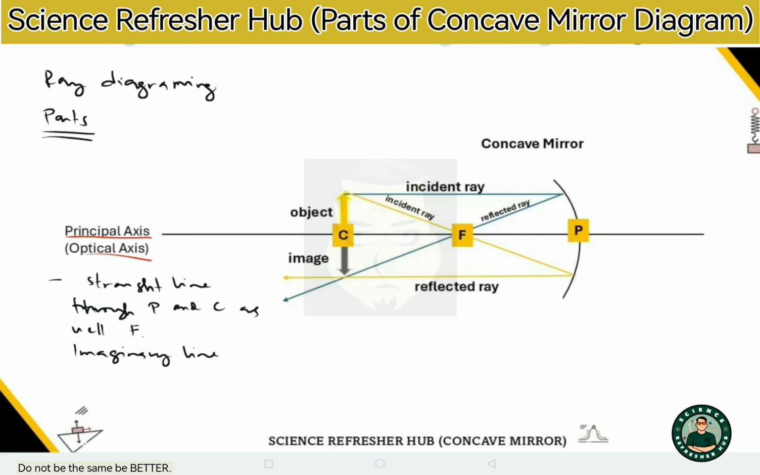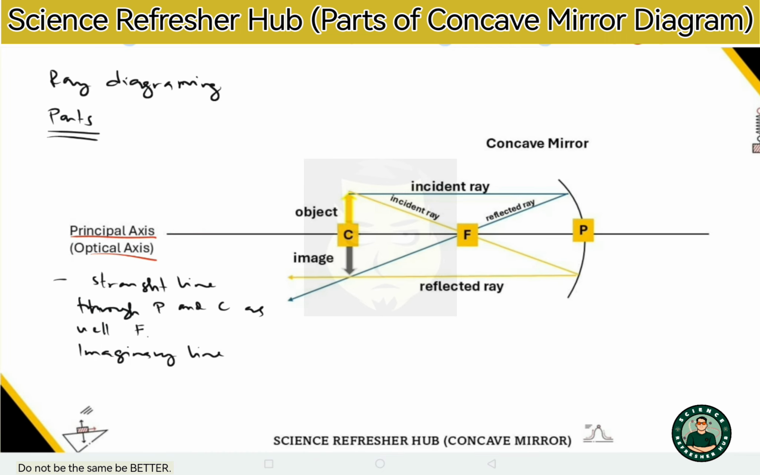Now, what about this arrow here? This is what we call the object. So the object, the item being observed or reflected. That's the object, okay?